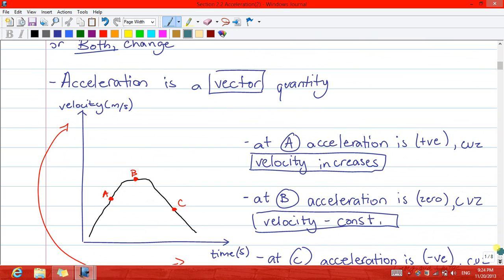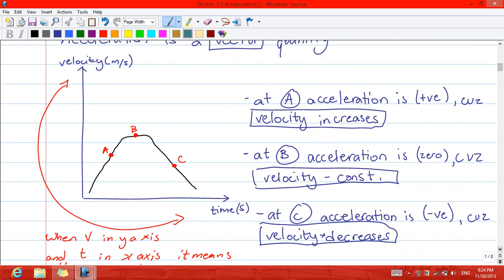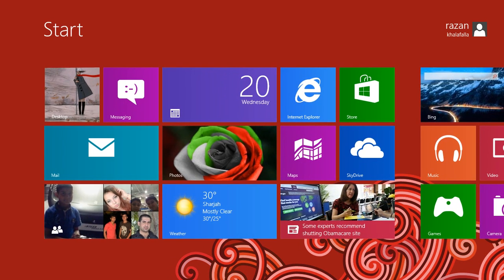Now here we have a graph, which we can talk about a little bit. First in A, as you can see, it's increasing. Something that is going to help us to know that this is an acceleration graph is that we have velocity here, and here we have time. This is going to help a lot.